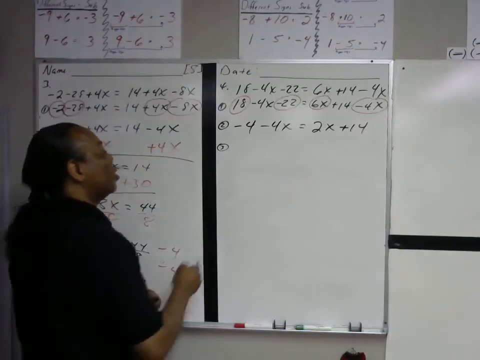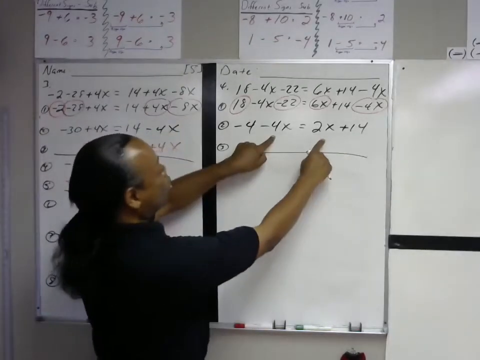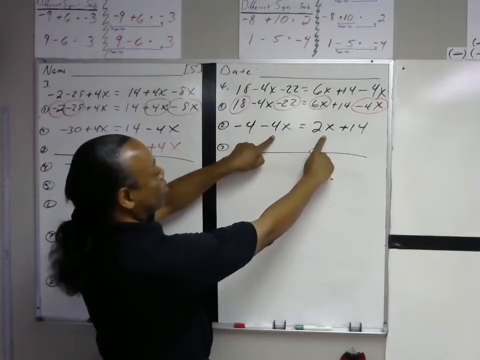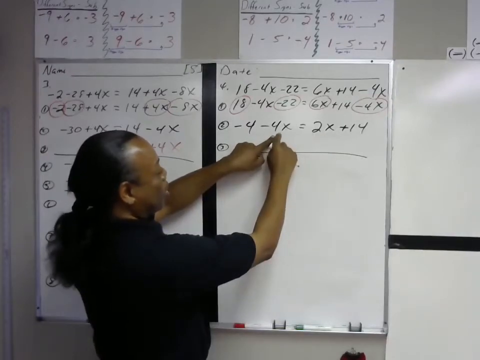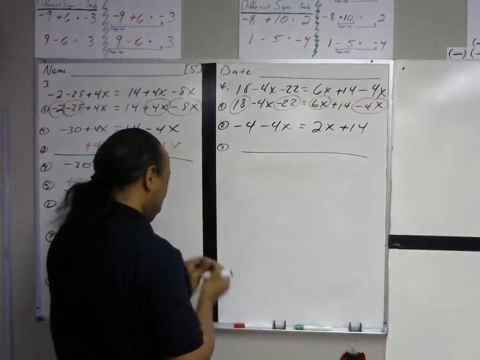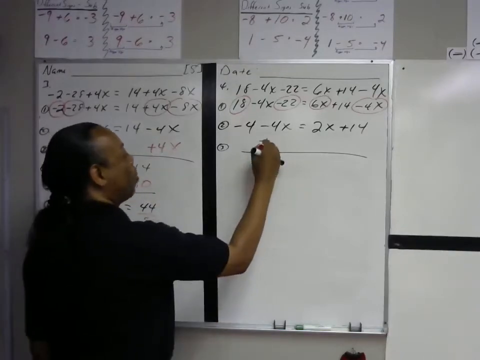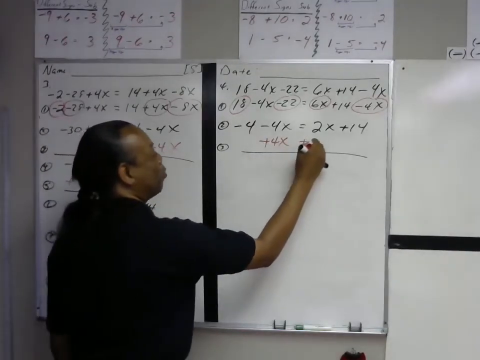All right, class. Next. Who's the worst? The negative 4x. We're going to make them a little more positive. So I'm going to put a plus 4x here and a plus 4x there.